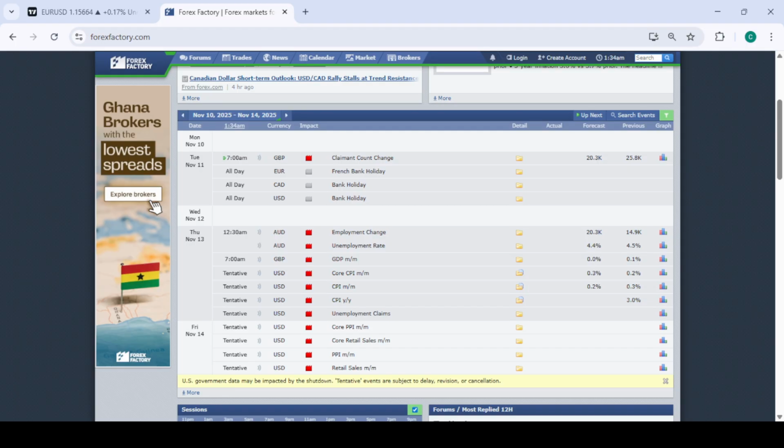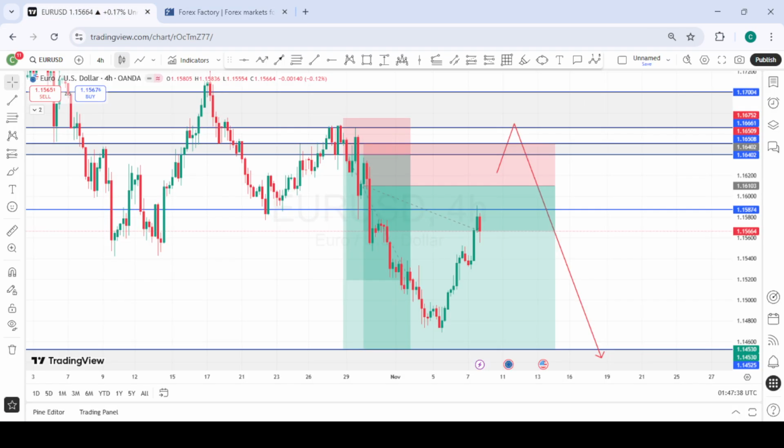We might have a very slow week. We might, but anything can happen actually. So let's be on the lookout for the coming week. So let's jump into the charts and see what we have for the coming week.